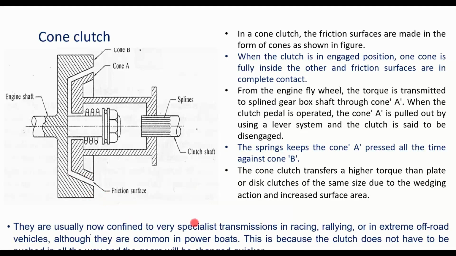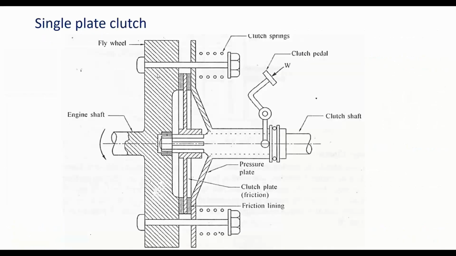These are the applications and working. See, the working principle is almost the same, only the construction part will be different. Whatever this portion is, it will be different in different clutches. Ultimately both the plates have to meet and transfer the power from the engine shaft to the transmission, I mean the gearbox shaft. So this is about the second type, that is the cone clutch.